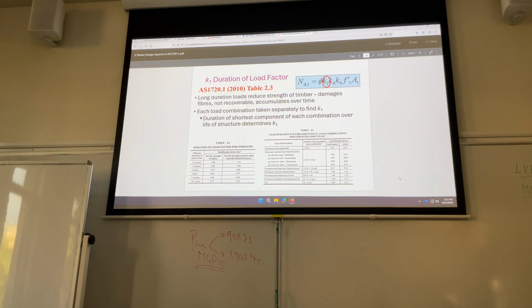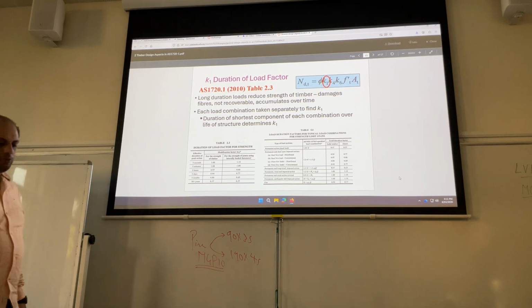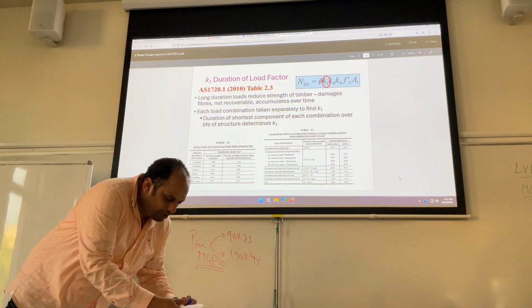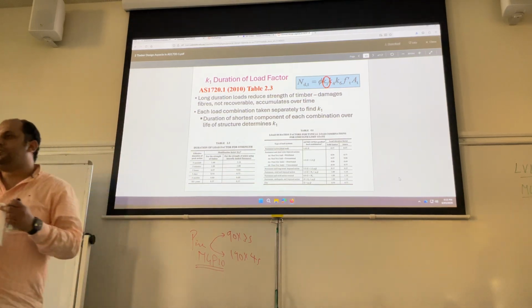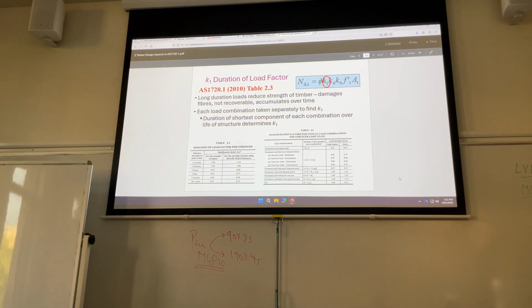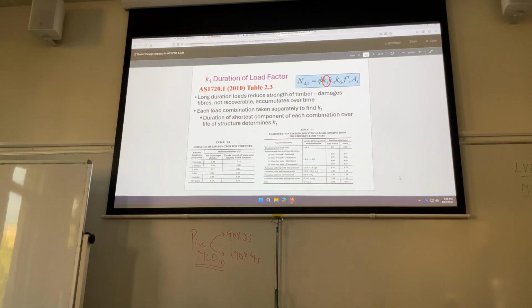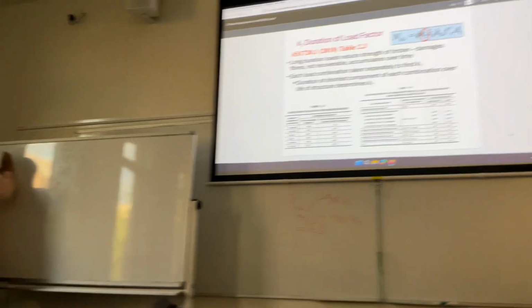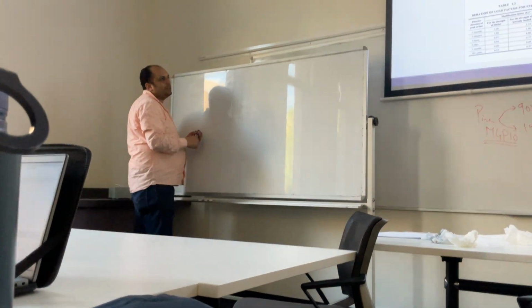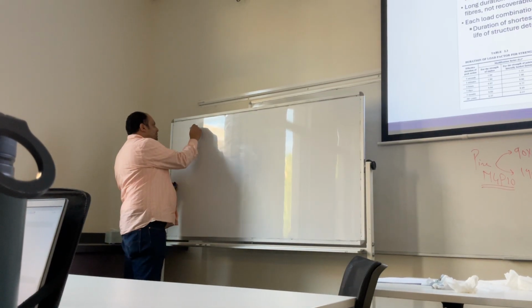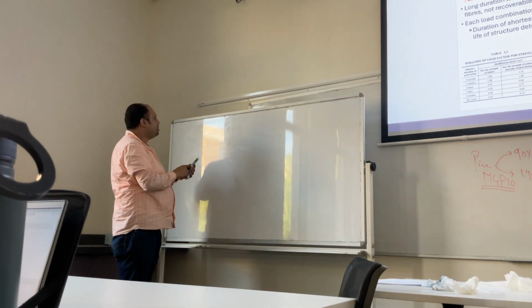So what is the first factor we have? K1. What is K1 account for, guys? K1 account for the duration of the load. So duration of the load means if the load will be applied for long time or short time. Why this is important? Because of the creep and change. Because when you apply the load for long time on timber, it will cause creep. So we have to find it critical. So just quickly, what is K1 here? As you can see, K1 is the time or the duration load factor.